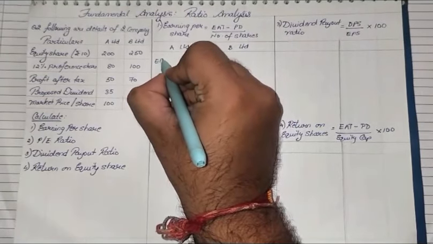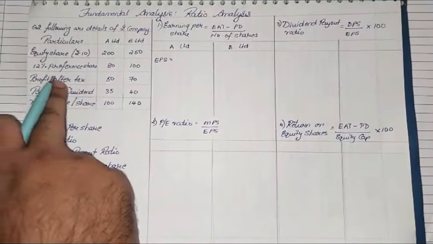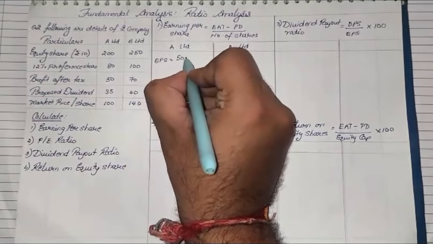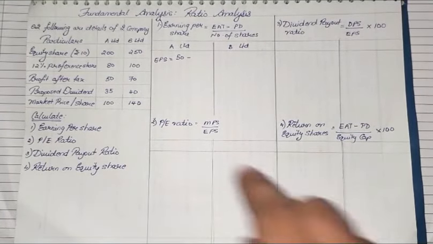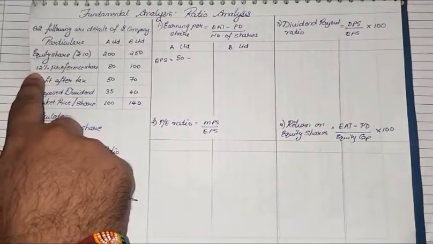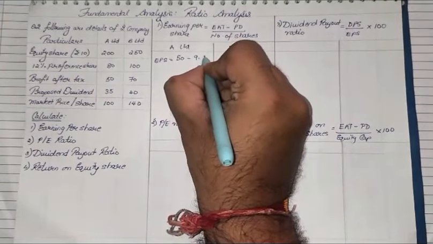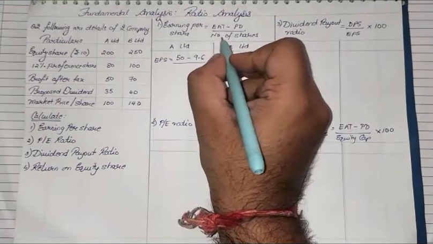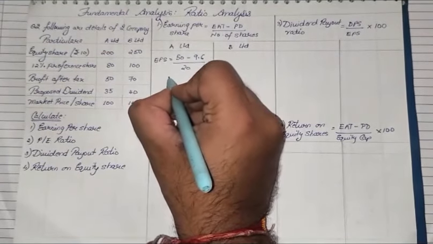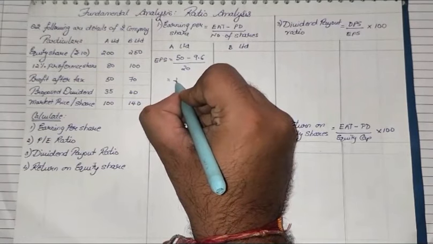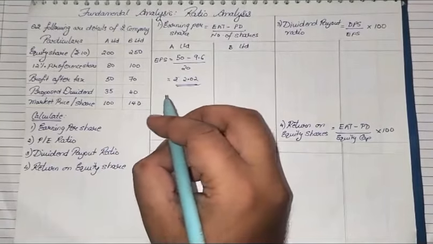So earning per share of A Limited is earning after tax. In this sum they have already given you profit after tax, so it will be 50 minus preference dividend. Again, to find preference dividend is very easy: preference share value into the rate. So 80 into 12% will give you 9.6, upon number of shares. So it will be 200 divided by the face value of 20, so it comes to 20 shares. When you divide, you will get the value as rupees 2.02. So your earning per share of A Limited is 2.02.